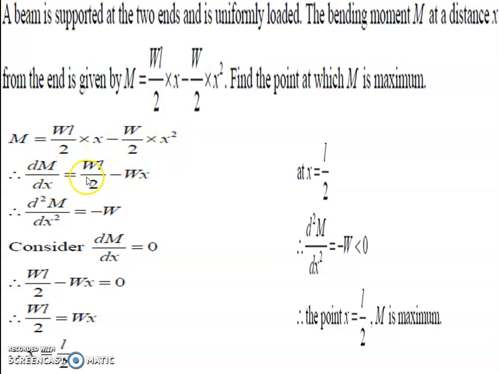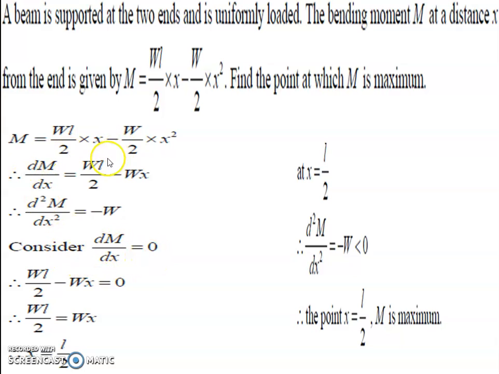So dM upon dx: derivative of x is 1, derivative of x square is 2x. The 2s get cancelled, and WL upon 2 and Wx remain. Again take the derivative with respect to x, d square M upon dx square. What is the derivative of x? 1. So W is remaining. What is the derivative of constant? It is 0. So we put dM upon dx equal to 0.